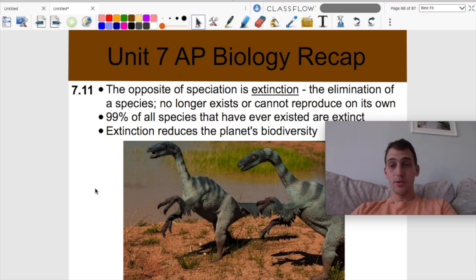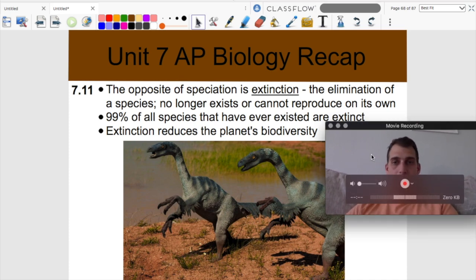And there's a lot of terms to remember here for patterns of evolution. So divergent evolution is species becoming different over time. Speciation is the formation of new species. The opposite of that is extinction, the elimination of a species. And this opens up a whole other can of worms. A species is extinct when it no longer exists or cannot reproduce on its own.